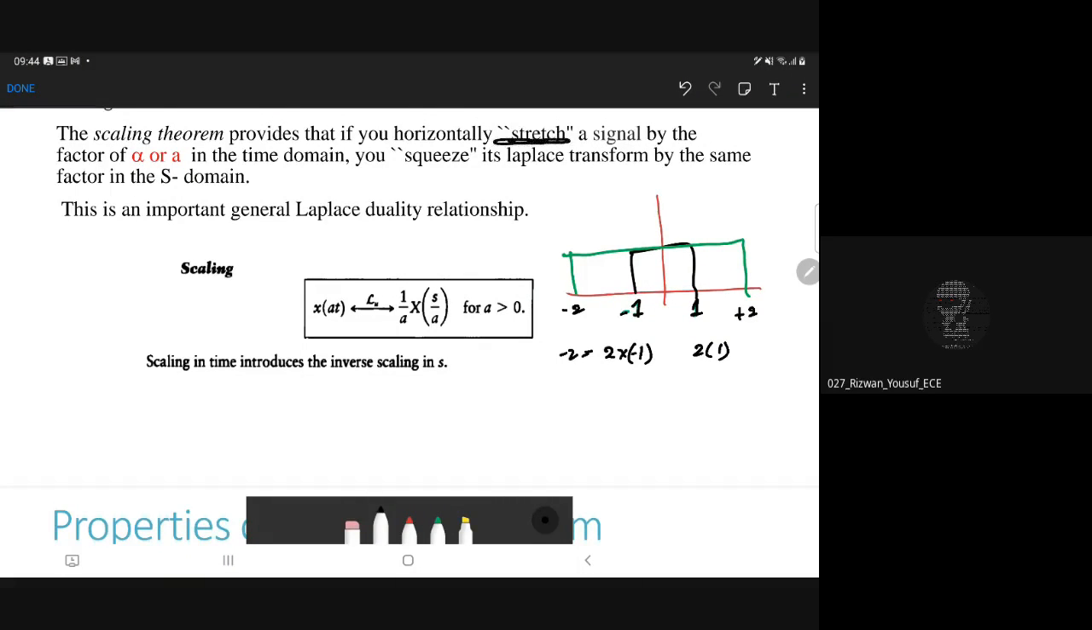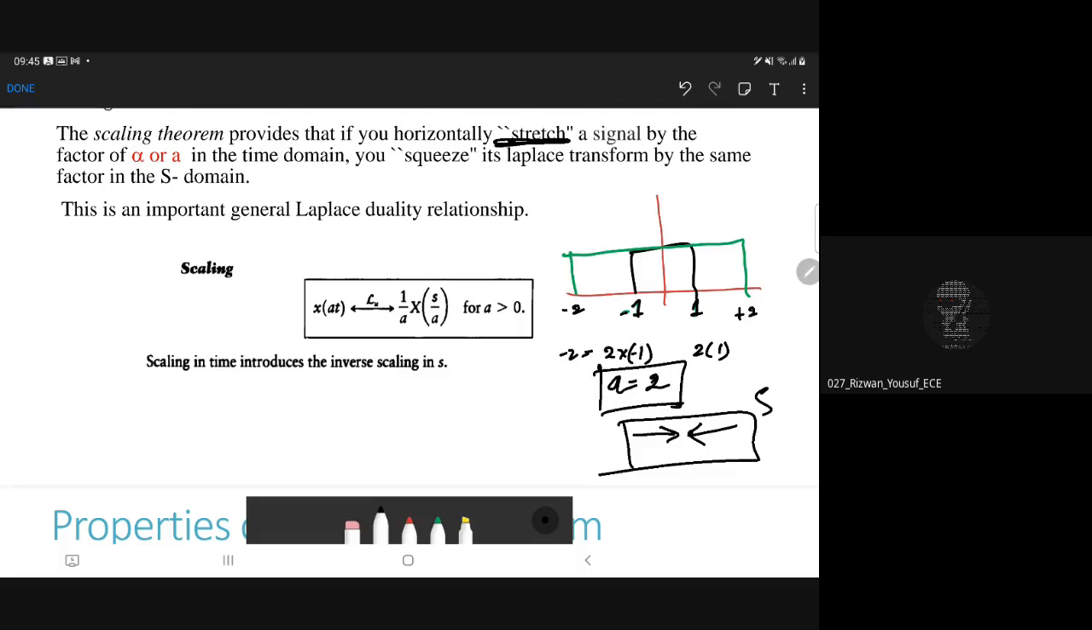Okay, so if you stretch a signal horizontally by a factor of a, so a here is equal to 2 in this example in time domain, then you squeeze its Laplace transform by the same factor in S domain. S domain में इसका जो Laplace transform होगा वो squeeze होगा। Squeeze का मतलब वो और छोटा होगा by the same factor.